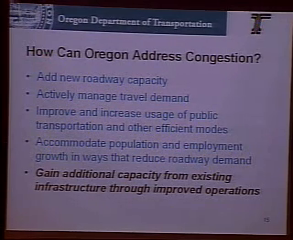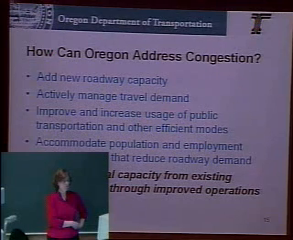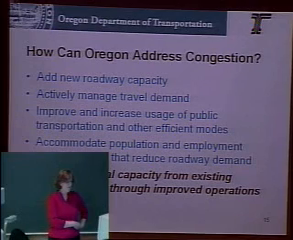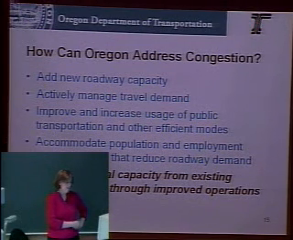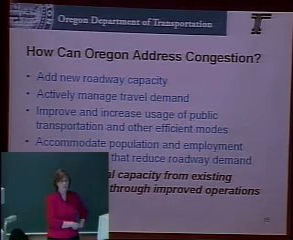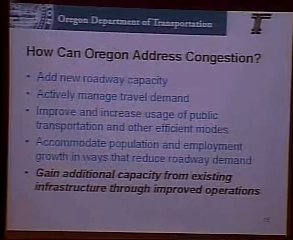In thinking about what are the ways in which we can address congestion, here's a laundry list of possibilities. Add new roadway capacity, actively manage travel demand, we're doing that. Improve and increase usage of public transportation and other efficient modes. You'll see that we're doing a little bit of all of these. Accommodate population employment growth in ways that reduce roadway demand. And then gain additional capacity from existing infrastructure through improved operations. It's that last bullet that the steering committee has a great deal of interest in.